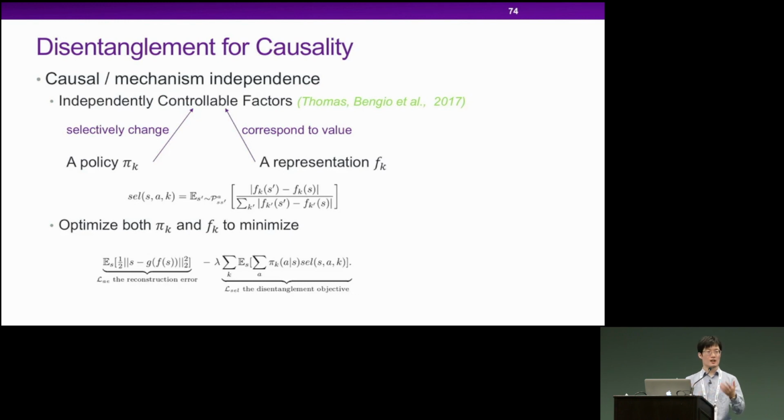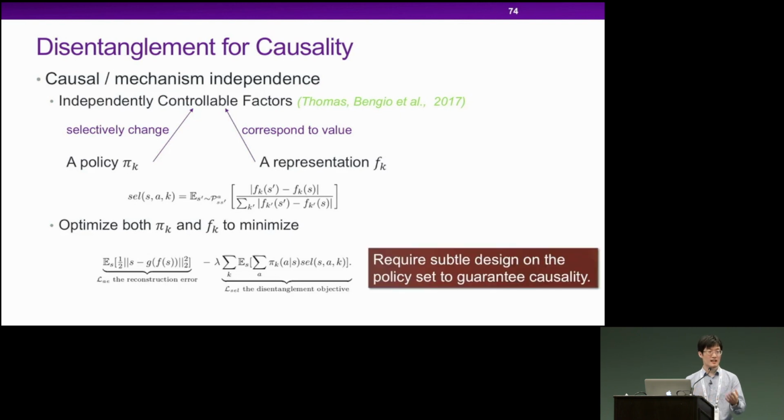So this is actually a good way for disentangled representation learning, but the problem is they require a very subtle design of the policy set, right? And in real settings, of course, this policy set is not at hand, right? So this is a problem.